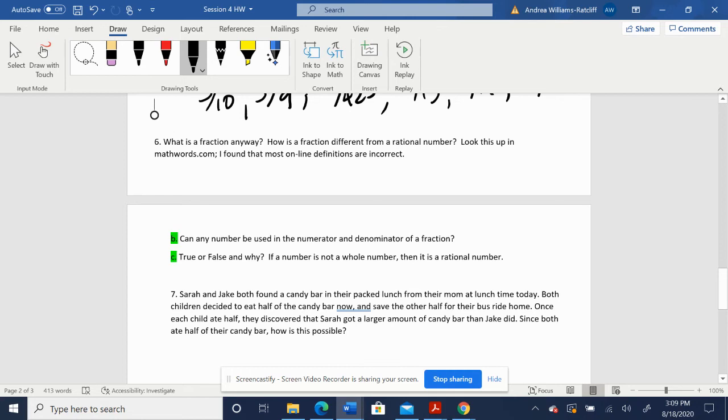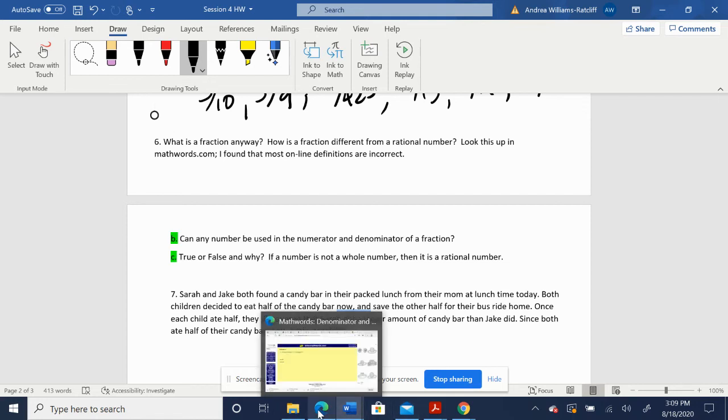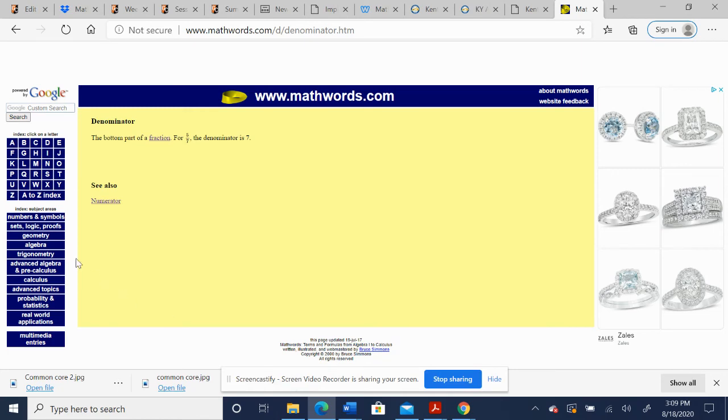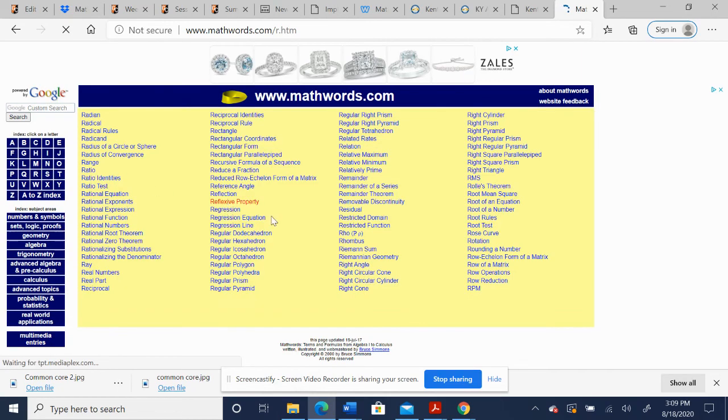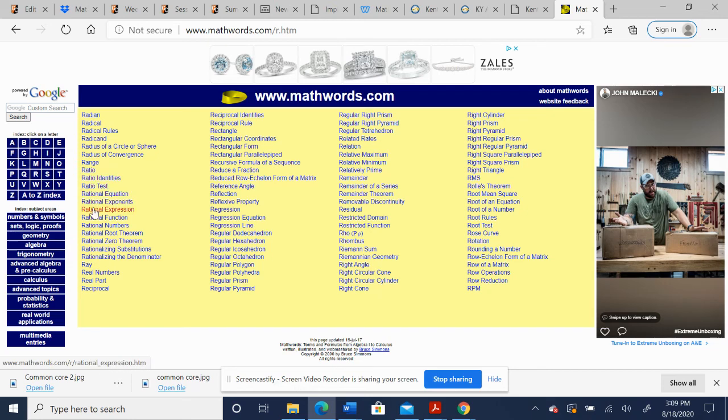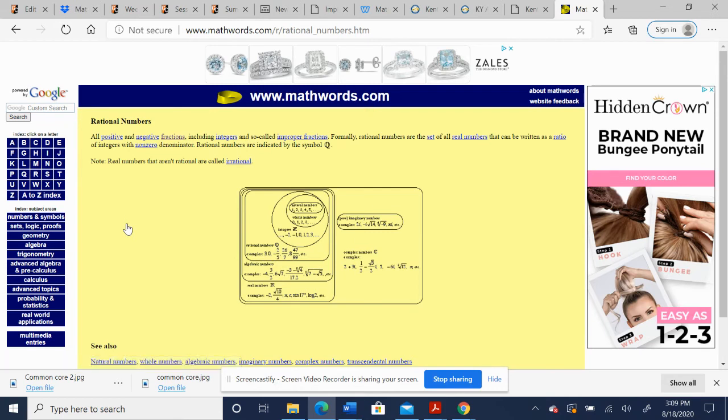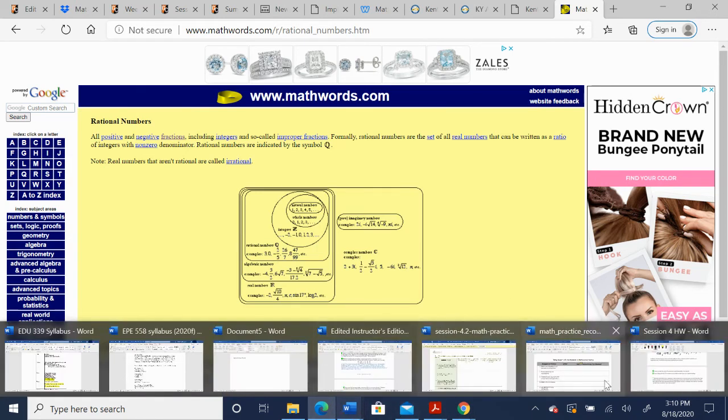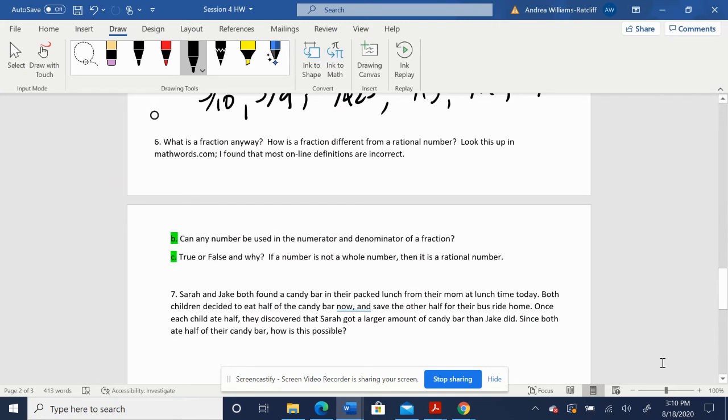So what is a fraction anyway? How is a fraction different from a rational number? Look this up on mathwords.com. First of all, let's see what it says about rational numbers. It tells us all positive and negative fractions, including integers and so-called improper fractions, are all rational numbers of the set of real numbers. So fractions are rational numbers. They don't differ from a rational number.